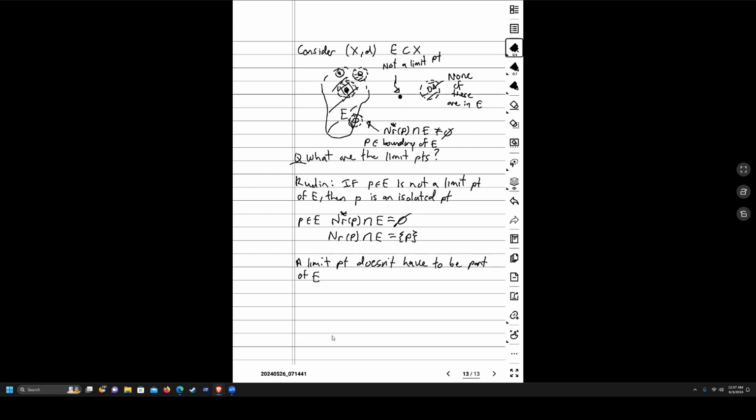And that brings me to the next definition, which is the closed set. A set is closed if it contains all its limit points.